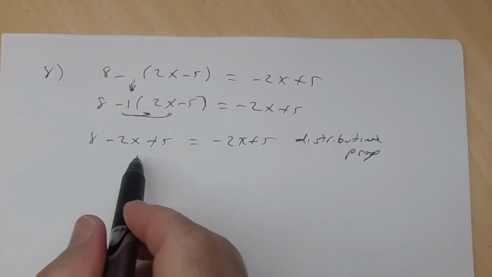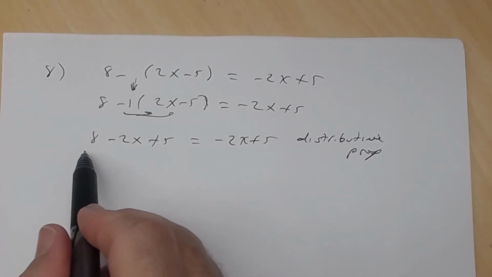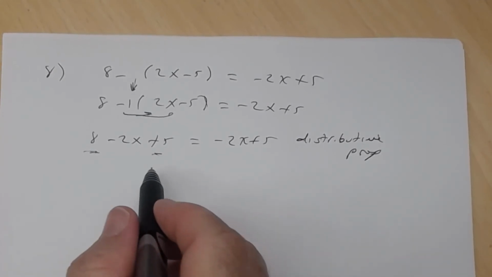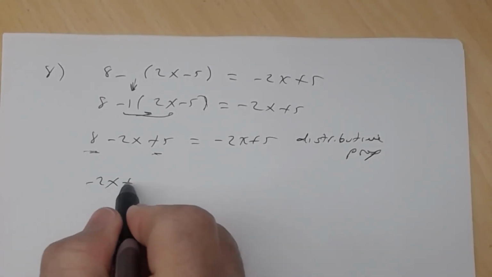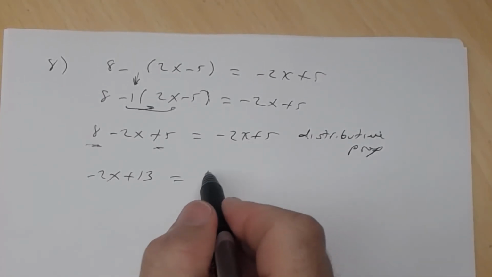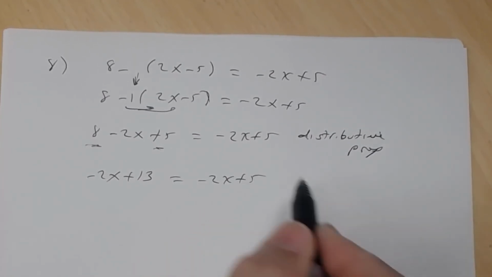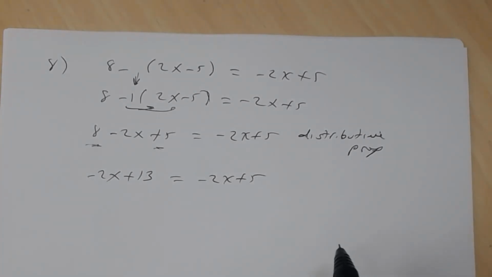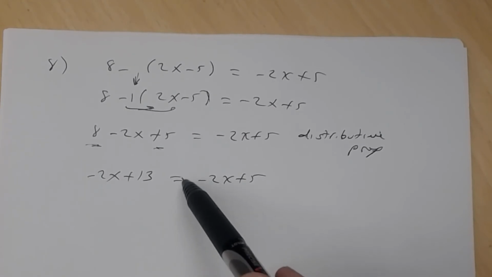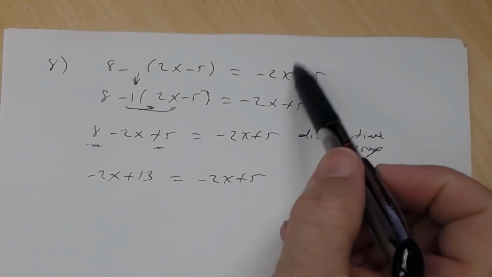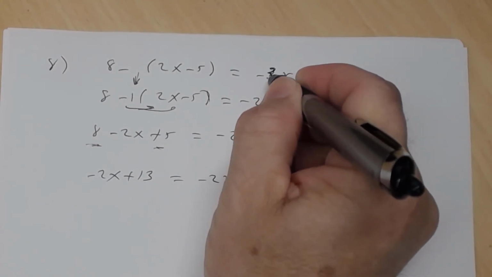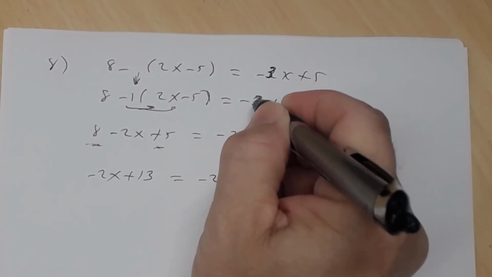Okay, now I'm going to combine like terms, because 8 and 5 is 13. So I get negative 2x plus 13 equal, and then there's nothing to combine here, so I'm just going to rewrite it. Okay. Now, let me go ahead and change this because it's not going to come out to what I wanted. So let's change this to negative 3x right here.